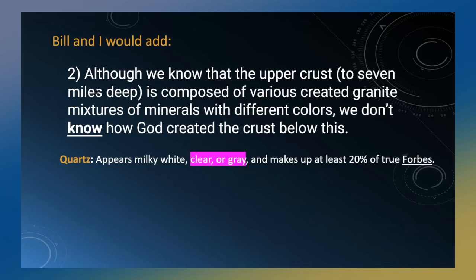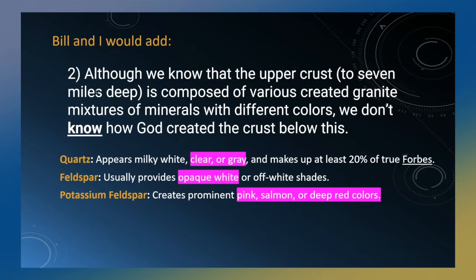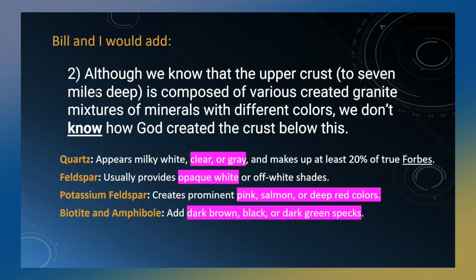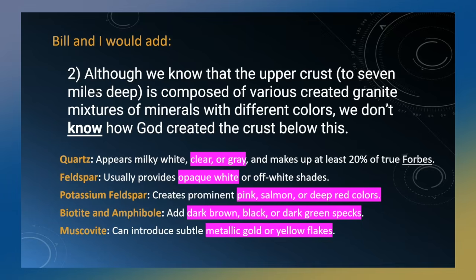So quartz gives a clearer gray. Feldspar gives opaque white. Potassium feldspar gives pink, salmon or deep red colors. Biotite, and I might have botched this, and amphibole give dark brown, black, and dark green specks. And muscovite is metallic gold.